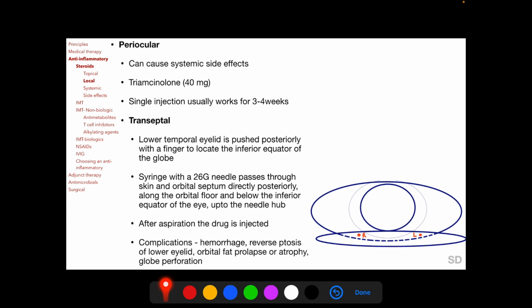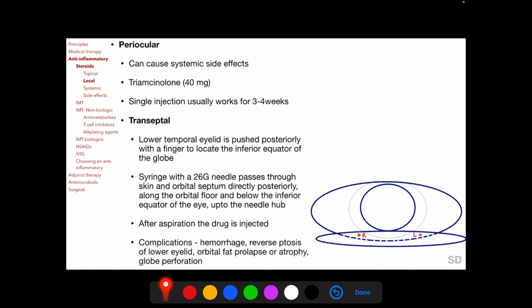A transseptal injection is given inferolateral to the globe along the orbital floor, and the ophthalmologist pushes the lower temporal eyelid posteriorly with a finger to locate the inferior equator of the globe. So in this picture, this line represents the lid, this the cornea, and this line represents the equator of the globe, which can be palpated by pushing the lower eyelid posteriorly below the globe.